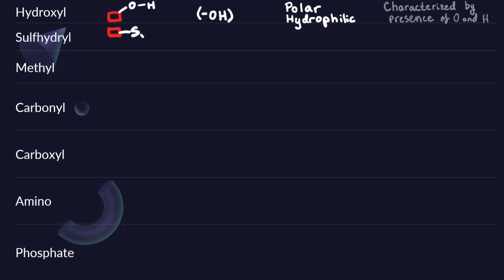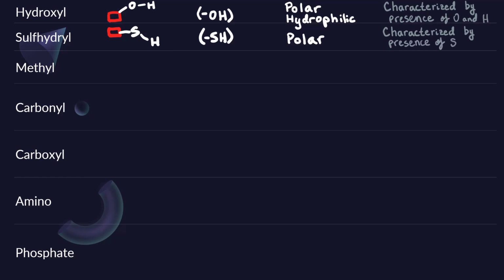Sulfhydryls, as the name would imply, has a sulfur and a hydrogen. Sulf for sulfur, hydryl for hydrogen. So shorthand, we have sulfur and hydrogen. These guys are also polar, and the key characteristic here, they are characterized by the presence of that sulfur.